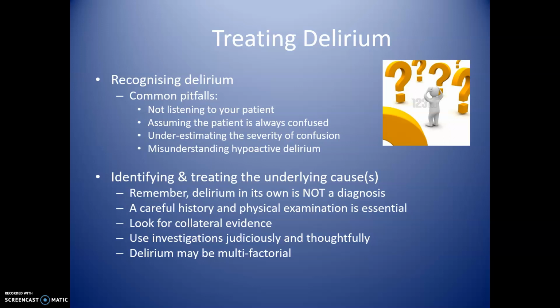Of course, the other thing about treating delirium is identifying and treating the underlying cause, such as infection, metabolic problems, drug-induced problems, and these are usually identified with a careful history and examination and judicious use of appropriate investigations. Remember that delirium is often multifactorial, so just because we identify one cause doesn't mean we shouldn't look for others.